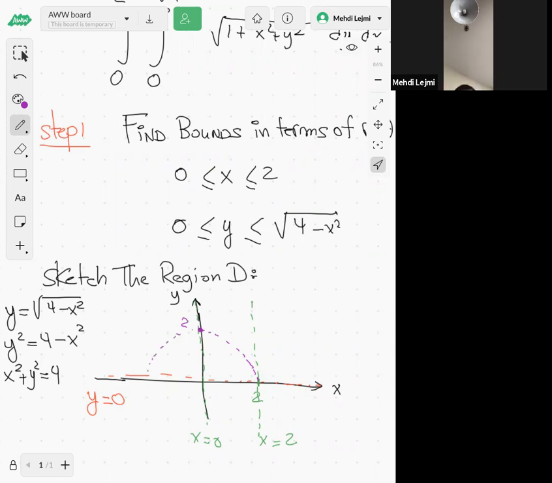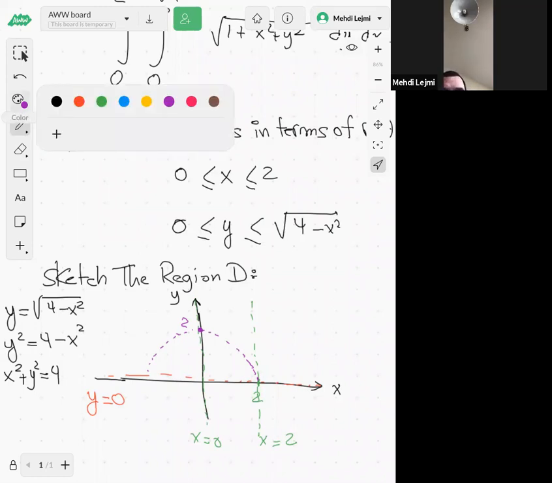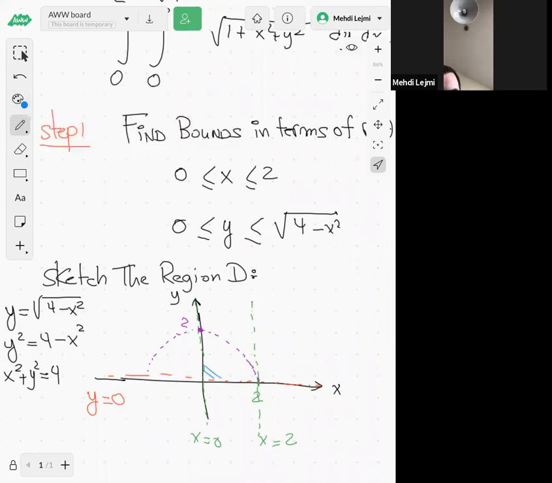So anyway, my region is between the 2 green lines, x equal to 0, x equal to 2, and then y equal to 0, and the circle. So that'll be the first quadrant of my disk. So the region D would be this region here. This is my region D. It's between x equal to 0 and x equal to 2, and it's above the x-axis because y is larger than 0, y is positive, and below the circle, right? So it's the first quadrant of my circle.